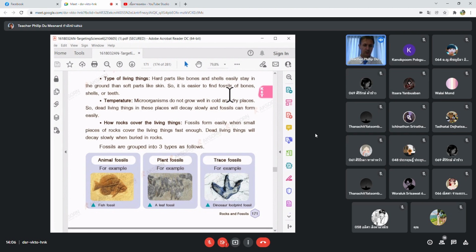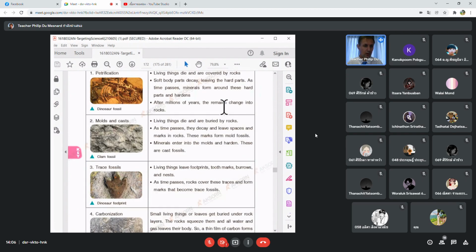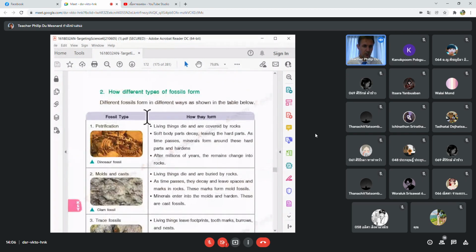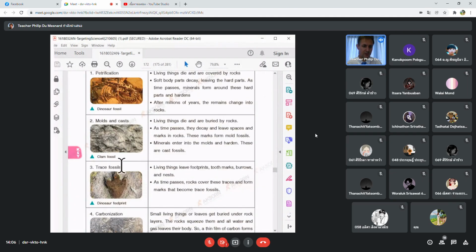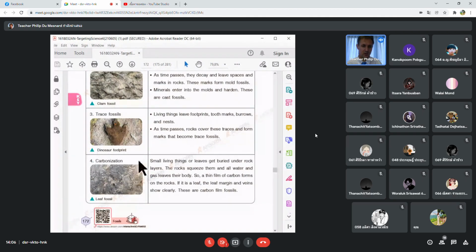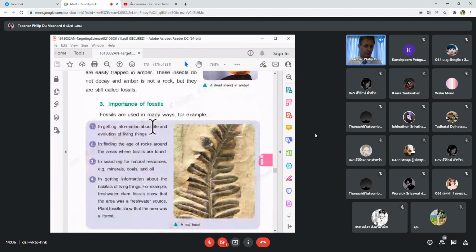171 has the star. 172, it's also important. So we have petrified fossils, molds and casts, trace fossils, and carbonization. Okay, so this is also important. So I make the star. Okay, 173. Okay, this is also important. This is about why do we study fossils?